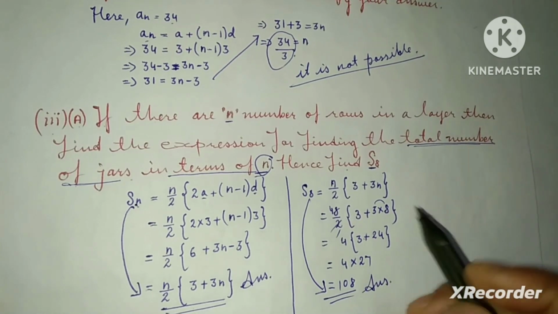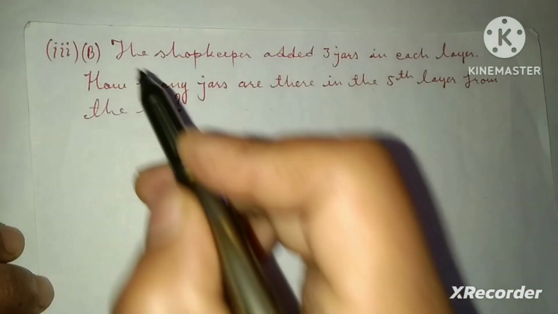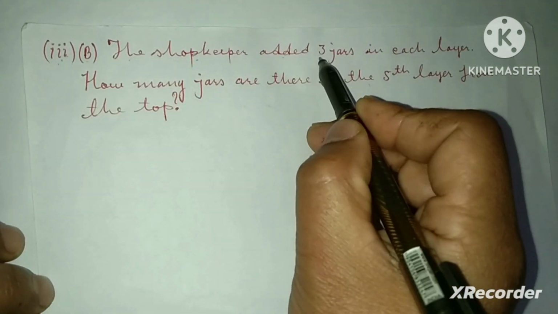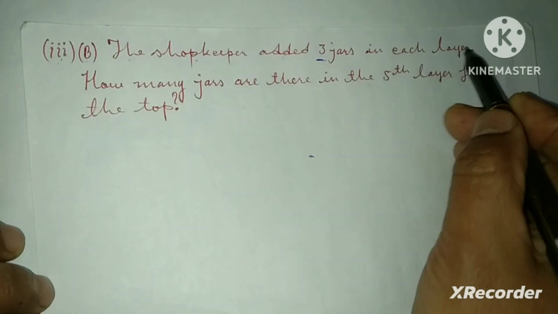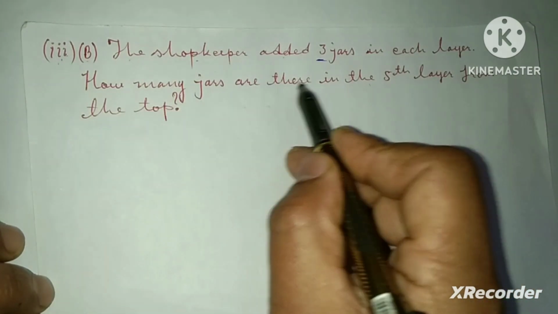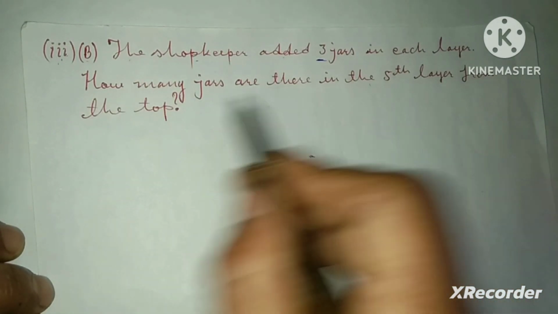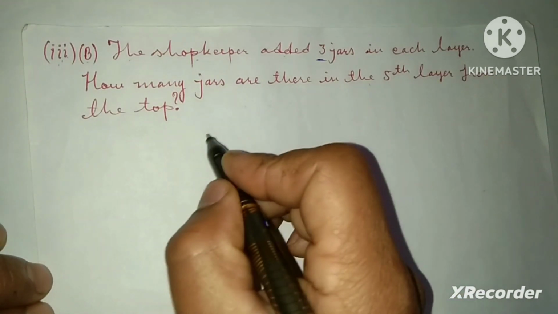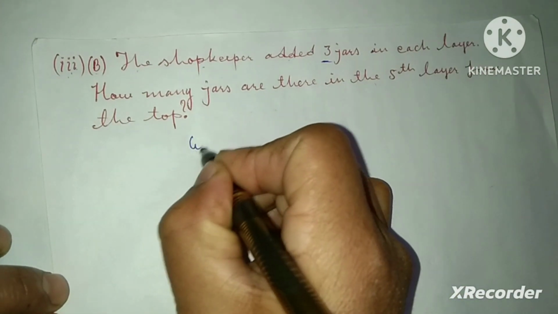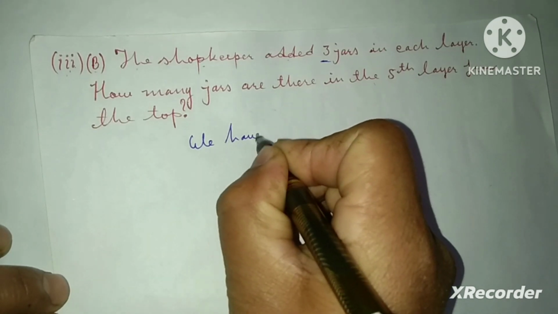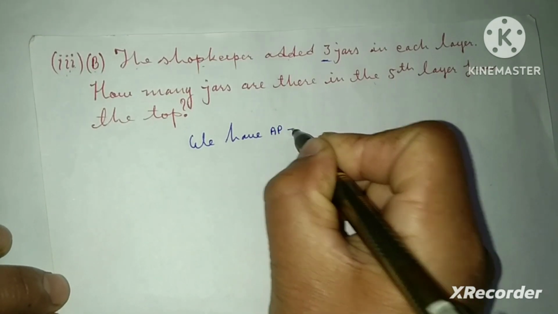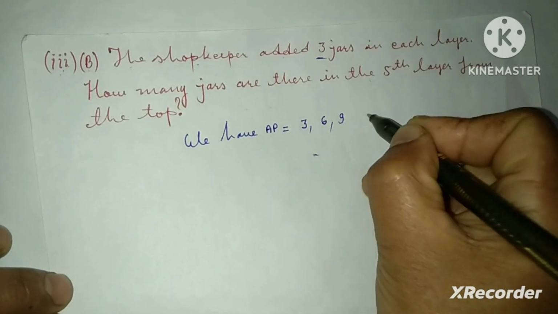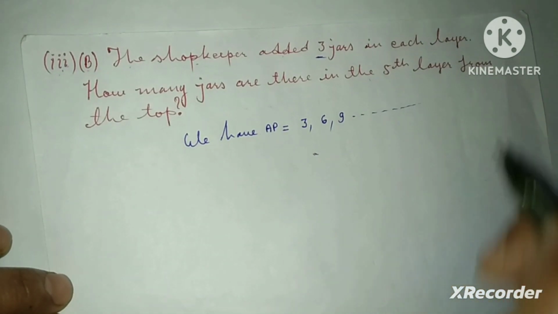This is our answer. Now the last one, question number 3 B. The shopkeeper added 3 jars in each layer. How many jars are there in the 5th layer from the top? Here we have to find the number of jars in the 5th layer, right? So we already have AP equal to 3, 6, 9, and it goes up to the 8th layer, right?